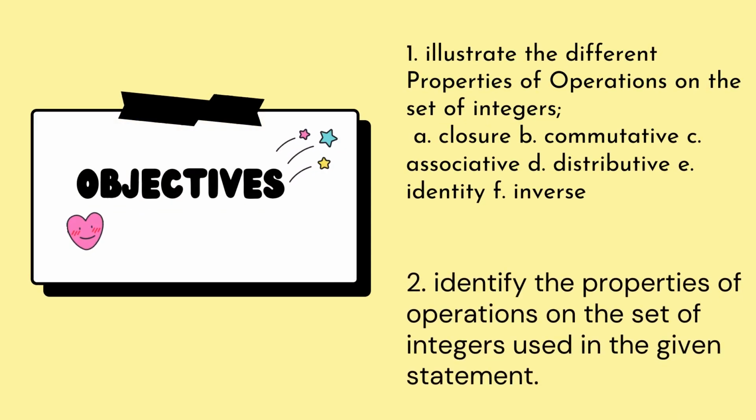At the end of this, you can illustrate the different properties of operations on the set of integers. We have the closure, commutative, associative, distributive, identity, and inverse. You try to remember those things. Then we have to identify the properties of operations on the set of integers used in the given statement.